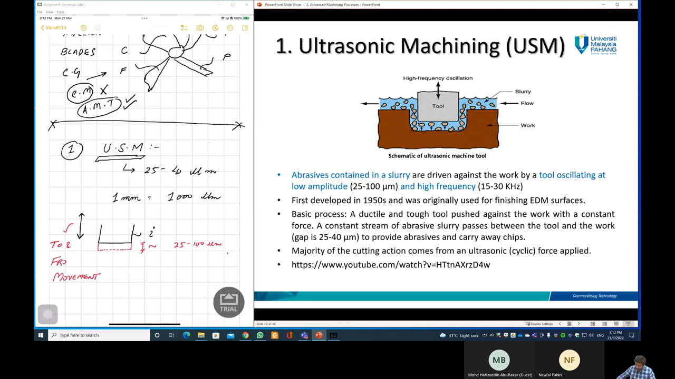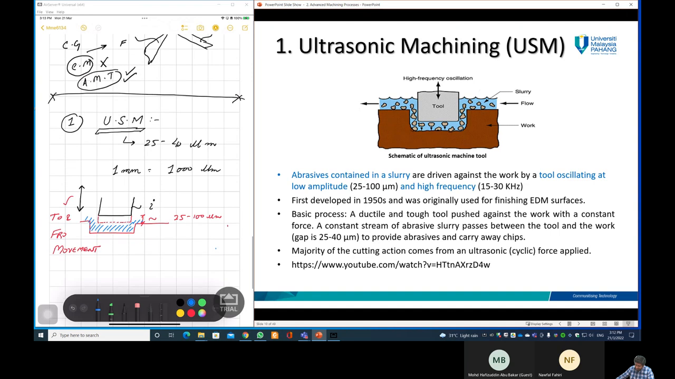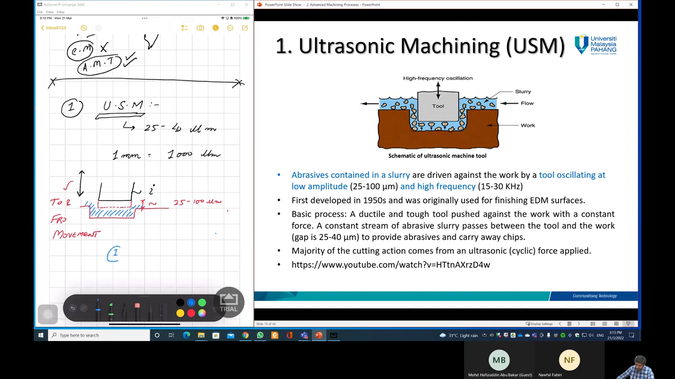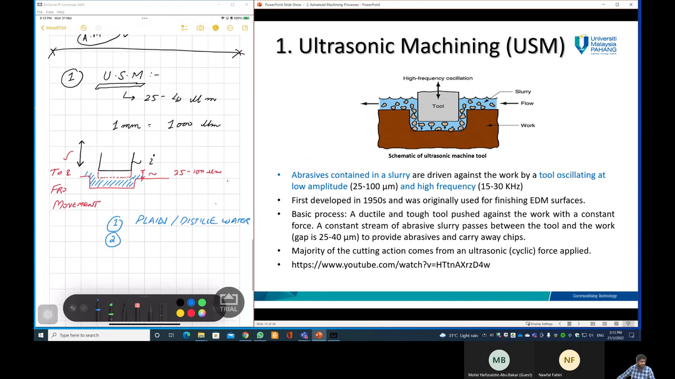So we have our workpiece, and in between the tool and the workpiece I have an abrasive slurry, an abrasive-containing slurry. So this is my slurry, a mixture of something. There are different types of fluids or liquids. Number one is plain or distilled water. Okay, this is one type of liquid.